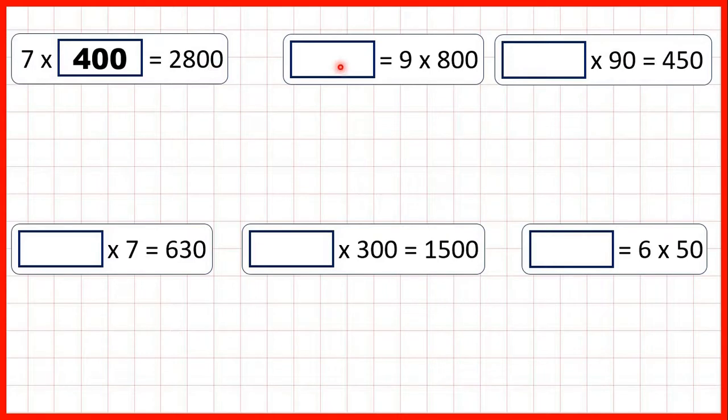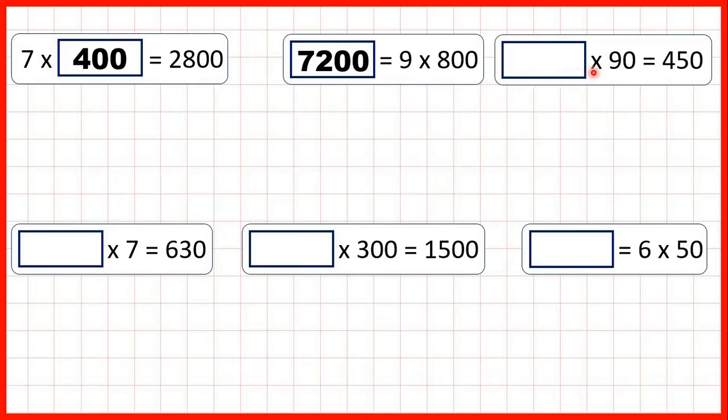Now this next problem isn't really a missing number problem at all, because all we have on this side of the equal sign is an answer box, and it doesn't matter whether the equal sign is at the start or at the end of a calculation, we do the same thing. So we just need to multiply 9 by 800. Well, 9 times 8 is 72, and then because we have two end zeros in our question, we need two end zeros in our answer. So our missing number, or our answer, is 7,200, because 9 times 8 is 72, and then we need two end zeros.